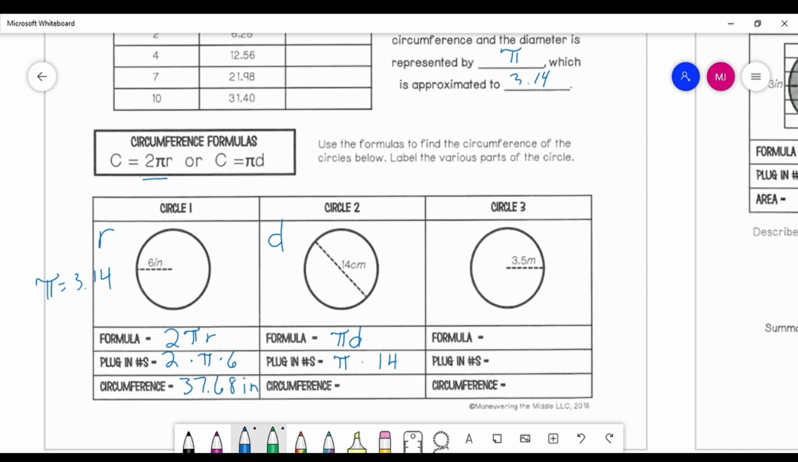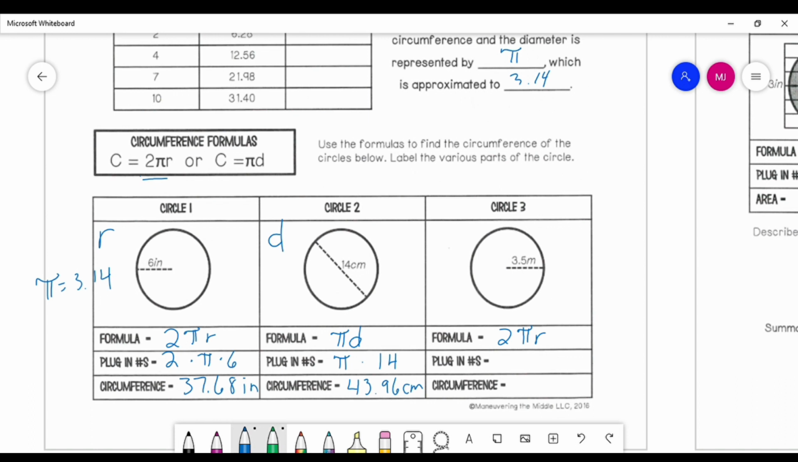Okay, so what did we get? 43.96 centimeters. There you go, don't forget your unit. Alright, number 3. Are we given radius or diameter? Radius. So which one are we going to use? We're going to use the first one or the second one? The first one. So 2 pi r. Does it matter which formula we use?